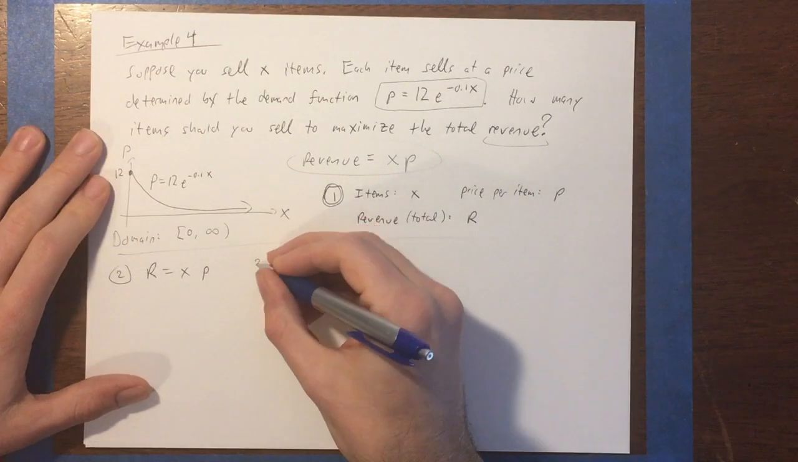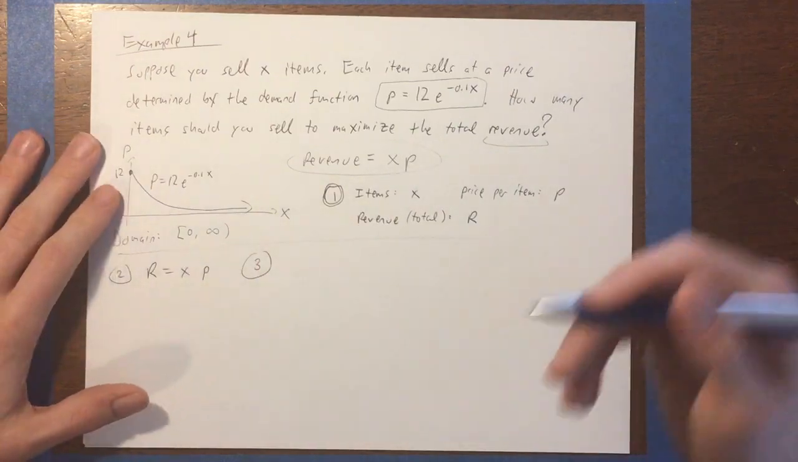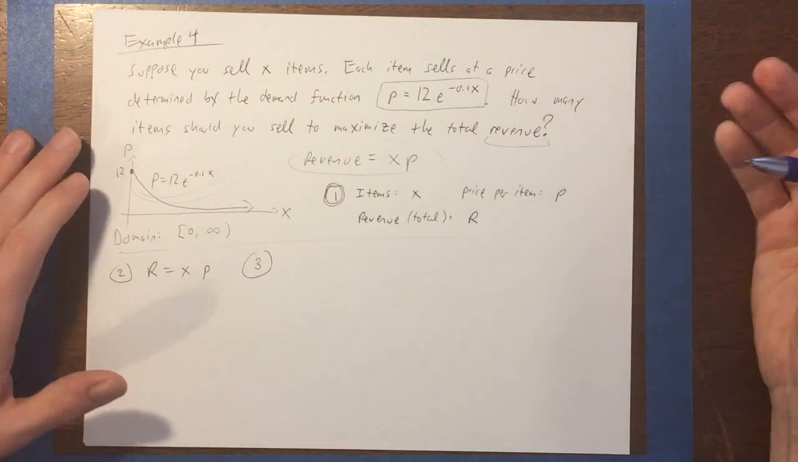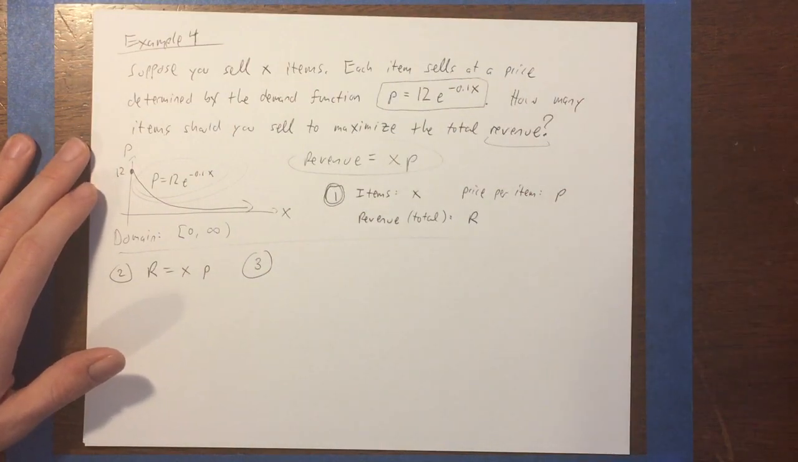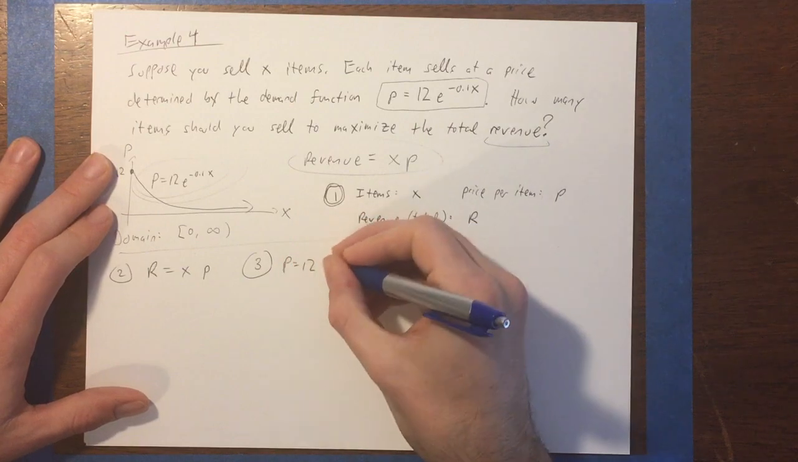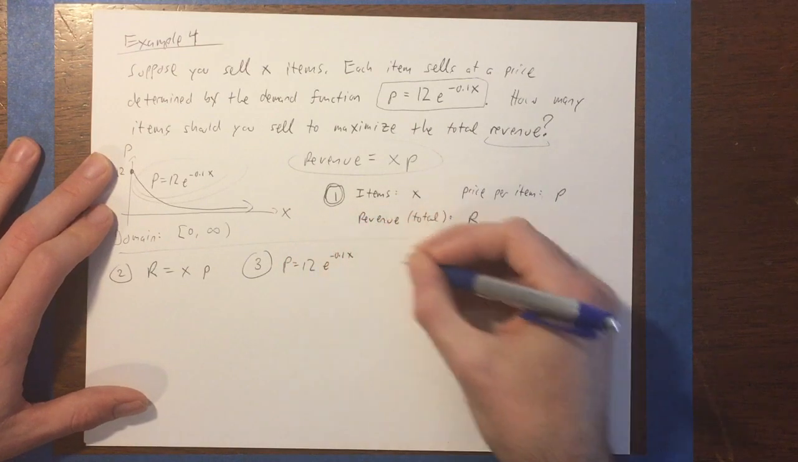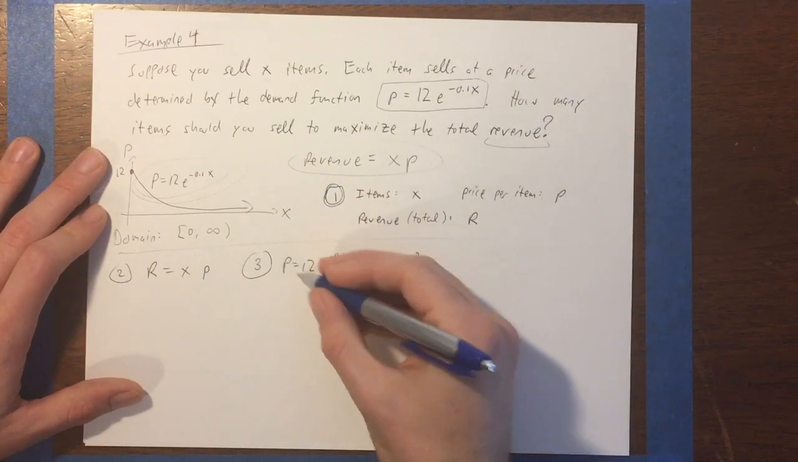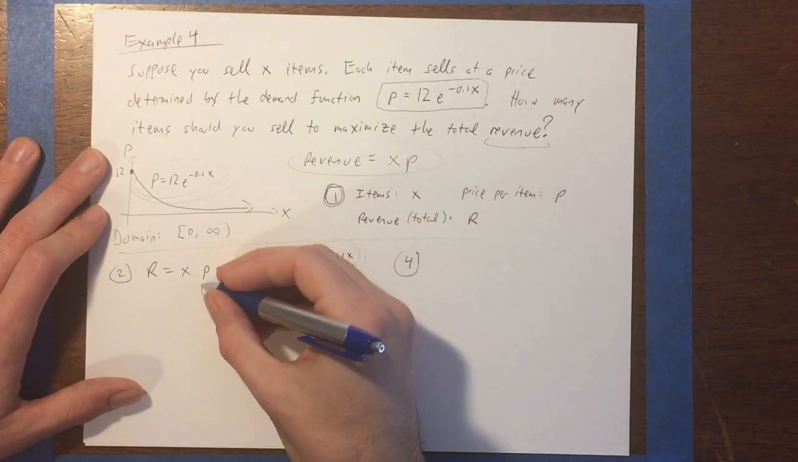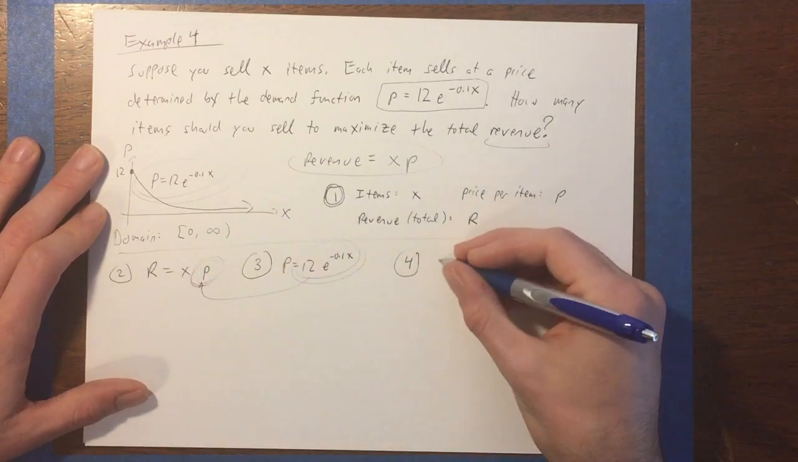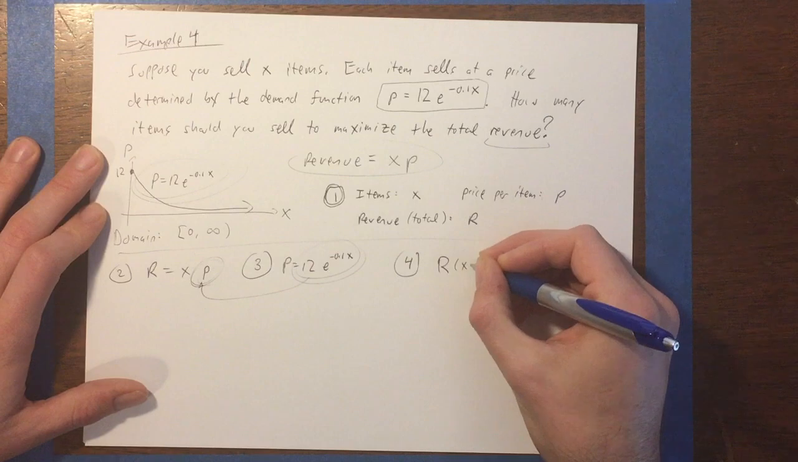So then, step 3 would be the constraint, the secondary equation. The constraint is the demand function. The constraint is how is the price related to the number of items. So that's P equals 12 e to the negative 0.1x. So now in step 4, we're going to substitute that in. We're going to take the 12 e to the negative 0.1x and stick it in for P in the revenue equation there, and get revenue as a function of items.